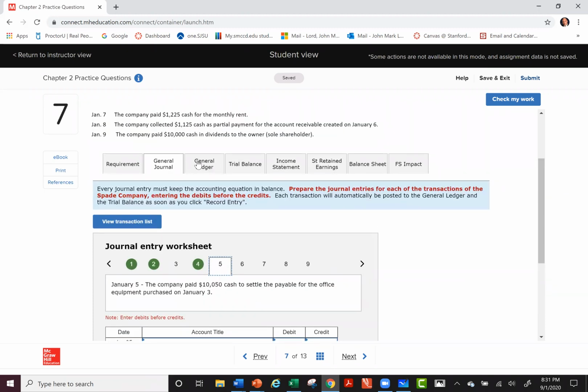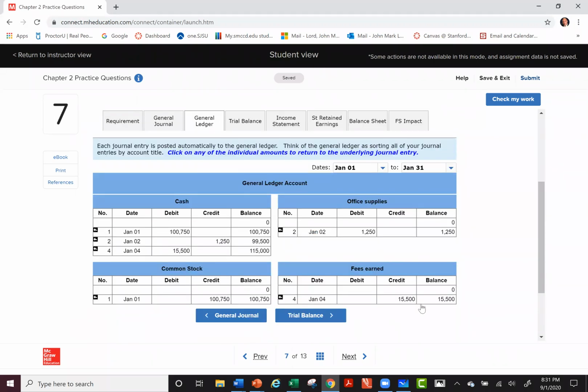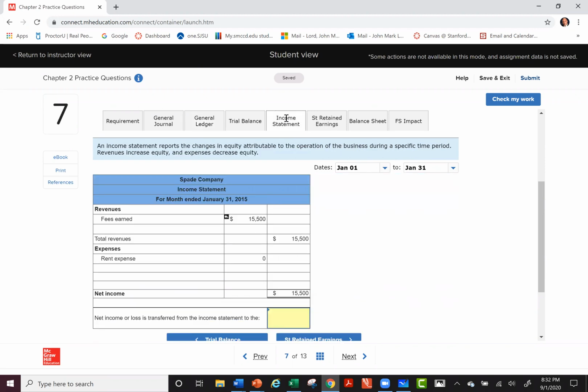I'm going to see one new ledger account, which is now my fees. My cash went up. The machine posted it for me. How about my income statement? Do I have anything on my income statement? Yes, the revenue. Good. There's the revenue, no expenses yet.